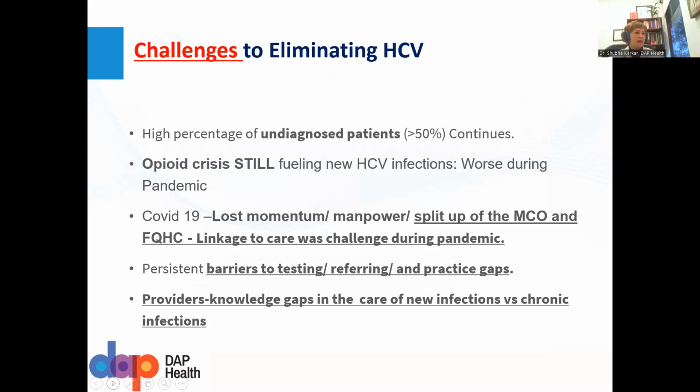So now, having said the successes, the challenges are still daunting, and currently there are still undiagnosed patients. The opioid crisis is still fueling new infections, and it was definitely worse during the pandemic, which is when we lost momentum, we lost manpower, we had to split up to preserve manpower and engage in dealing with the pandemic. But we kept our doors open through the pandemic for treatment and linkage to care, even for hepatitis C, on both sides. Both the managed care organization continued to treat as well as we did. And we tried to work on provider knowledge gaps in the care of new infections versus chronic infections. Next slide.